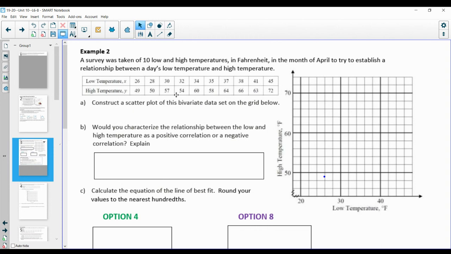My next one is going to be 28, 50. So here's 20, 2, 4, 6, 8. And now I want to go 50 for my Y. I'm going to put a point right there. You're going to take a moment, pause the video, and plot the rest of the points, with your X being your low and your Y is your high temperature. After you've plotted the points, please continue with the video.